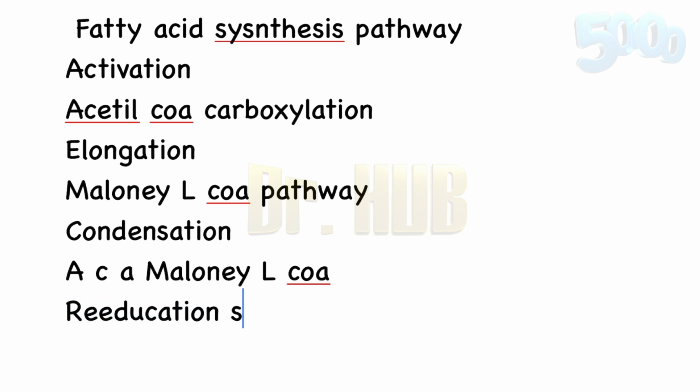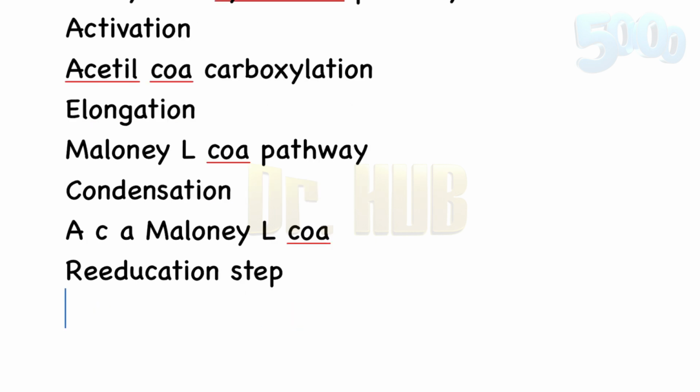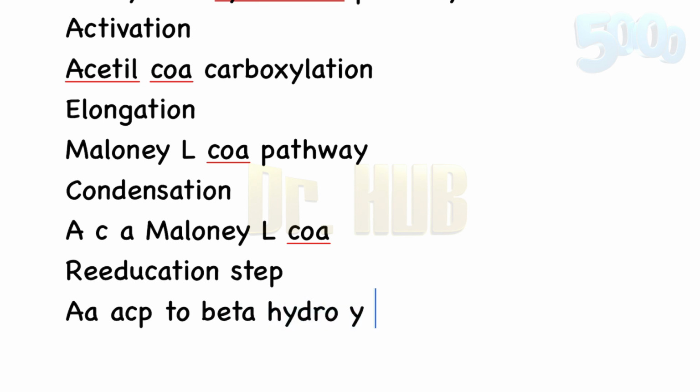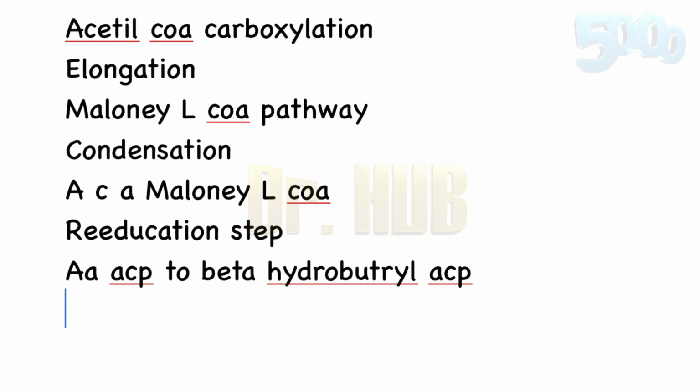Then comes the reduction step. Reduction step is acetoacetyl ACP to the beta hydroxybutyryl ACP. So this was the reduction step, the acetoacetyl ACP to the beta hydroxybutyryl ACP. This is using the one NADPH2.